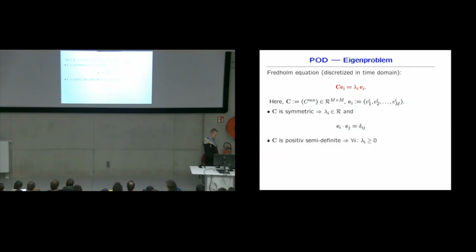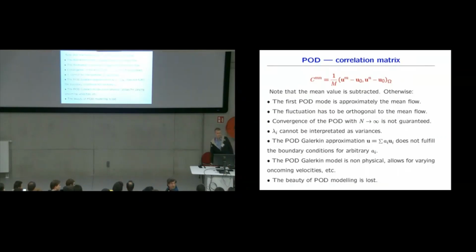So you have a real non-negative spectrum. You had a question? Yeah, my question is about the mean subtraction. If you have a stationary flow, of course, but if your flow is not stationary and so your mean is not converged, what is your point of view about that?